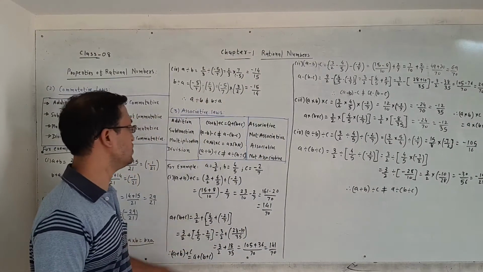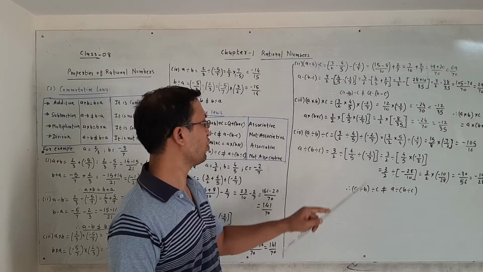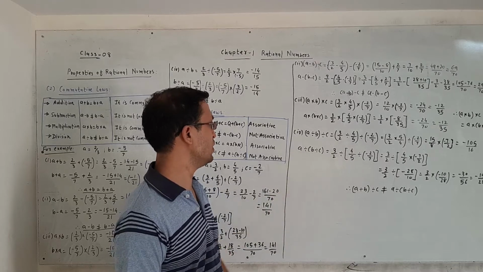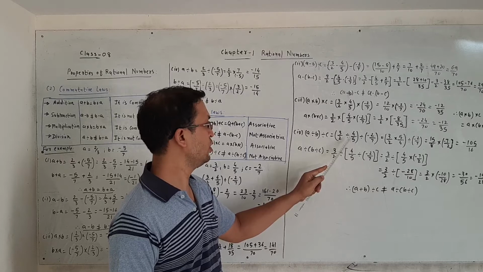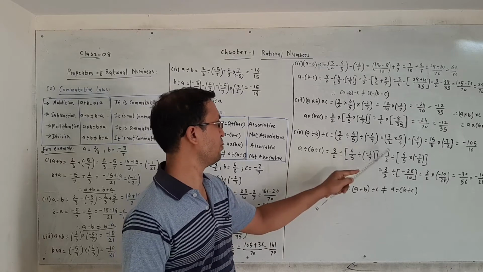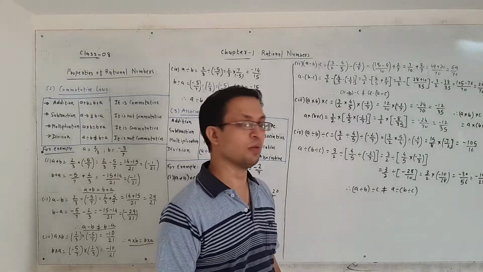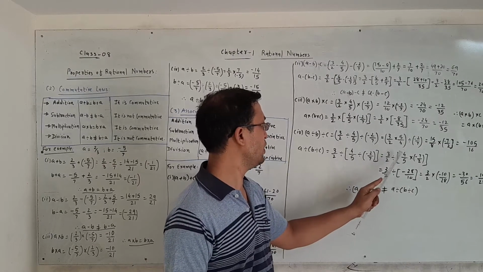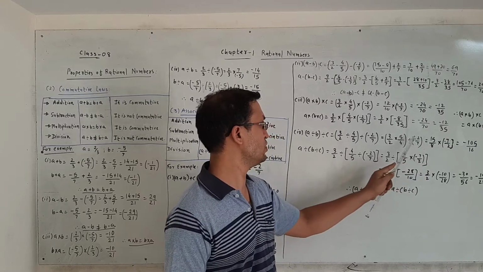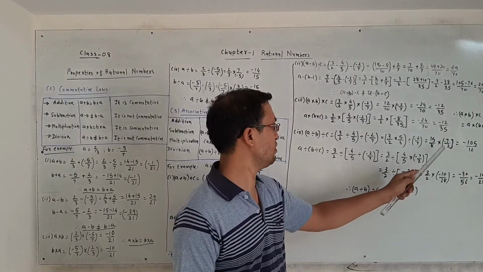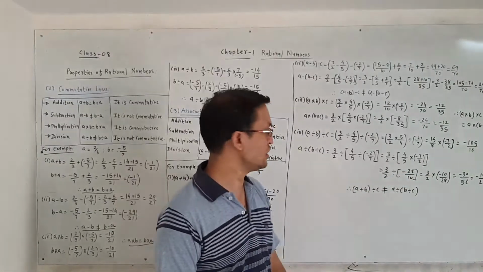And last one, division. a divide b divide c. a means 3 by 2 divide 4 by 5 divide minus 2 by 7. That is equal to 3 by 2 division, reciprocal of 4 by 5, that is multiplication, 5 by 4, divide minus 2 by 7. 3 by 2 multiply 5 by 4 that is equal to 15 by 8. 15 by 8 division का multiplication करेंगे, minus 2 by 7 reciprocal is minus 7 by 2, minus 105 divided by 8 times 2, 16.